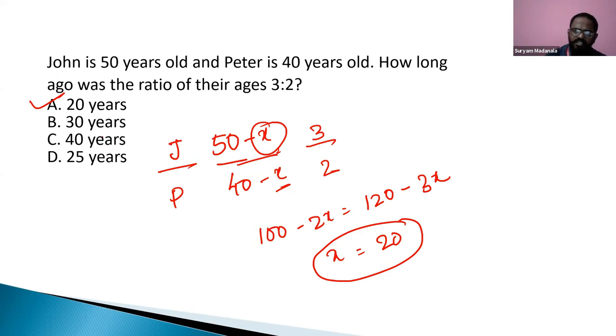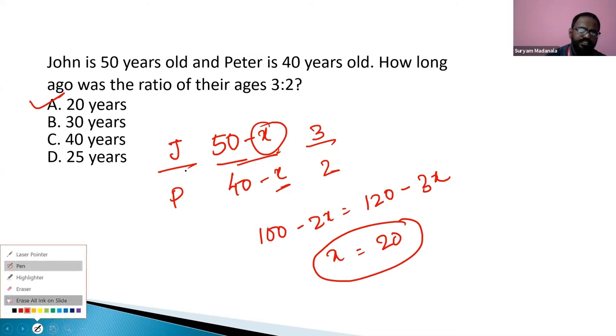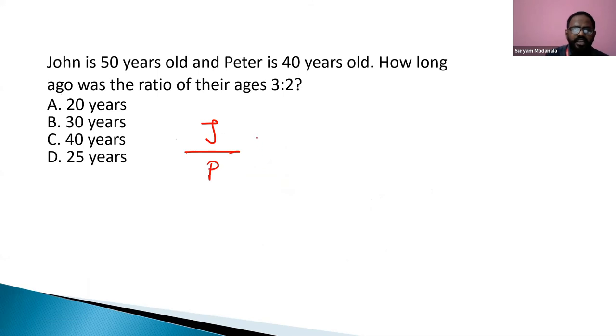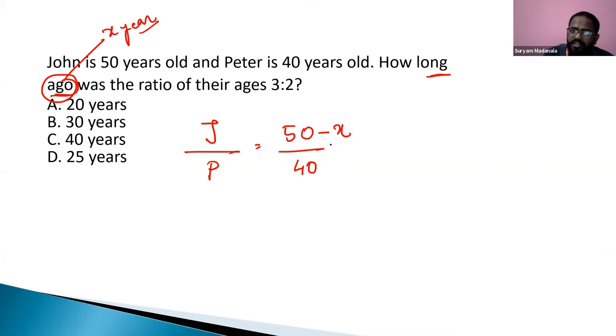Okay, once again. Alexi, I will explain it again. They have given John, they have given Peter. They say that John is 50, Peter is 40. Now, they want to go back long ago. Ago is the term. If they want to go back, I will reduce some age. Let's suppose this is X years. I'm reducing it from John. So if I reduce it from John, I have to reduce it from Peter also. It's not that Peter will remain the same. Peter is not 40 years lifelong. We have to remove from Peter's age also. Agreed?